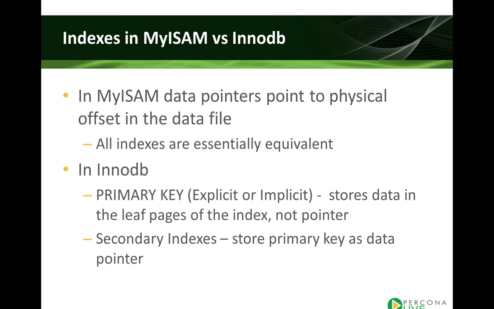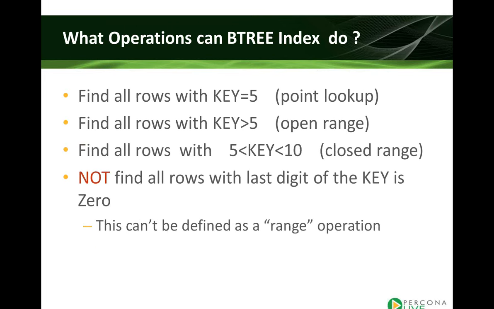The primary key, be that an explicit primary key which you created or an implicit primary key which InnoDB has created automatically for you, stores the data itself in the leaf pages. So instead of those kind of D1, D5, whatever pointers, there will be actually data in the table stored in those pages, not the pointers. And then the secondary indexes will store the primary key value as a data pointer instead.